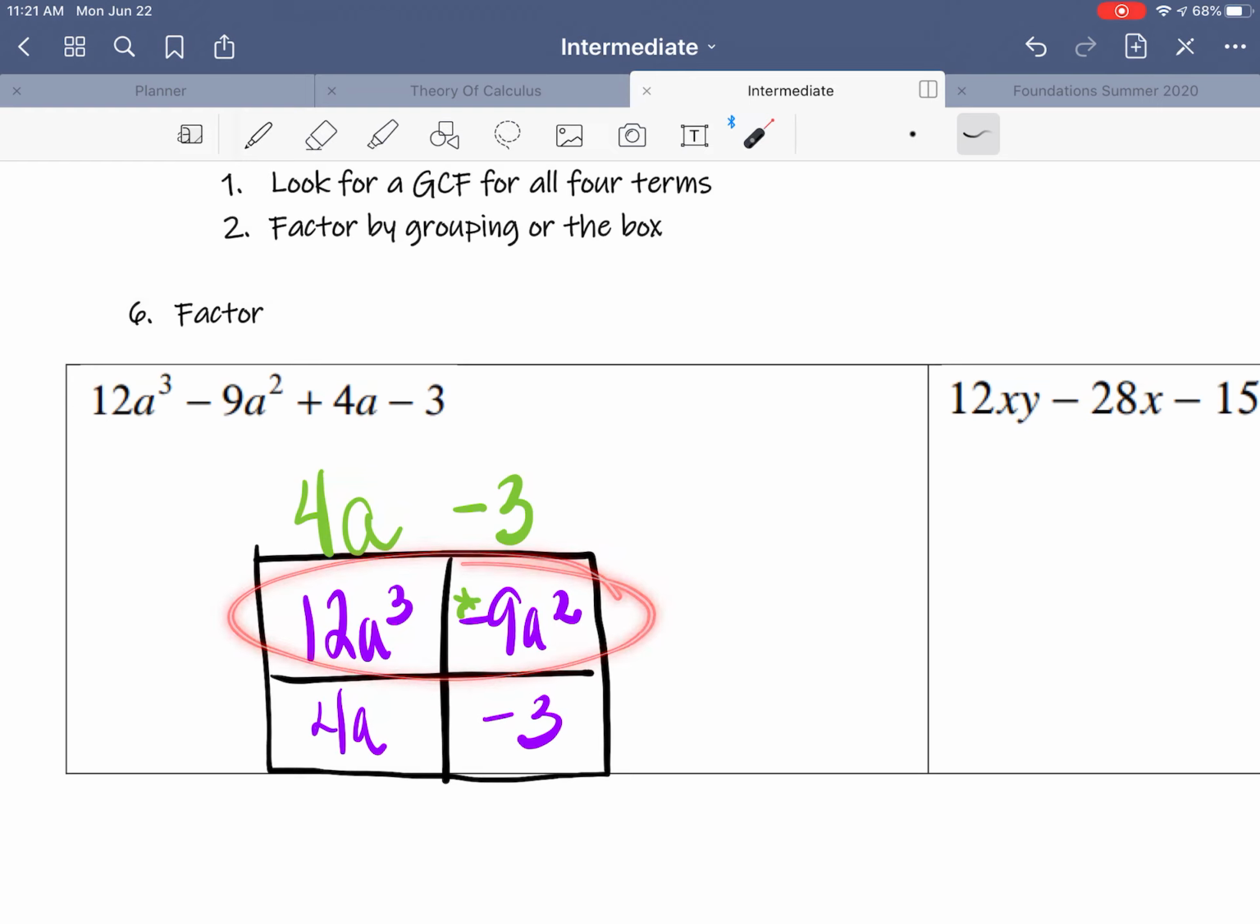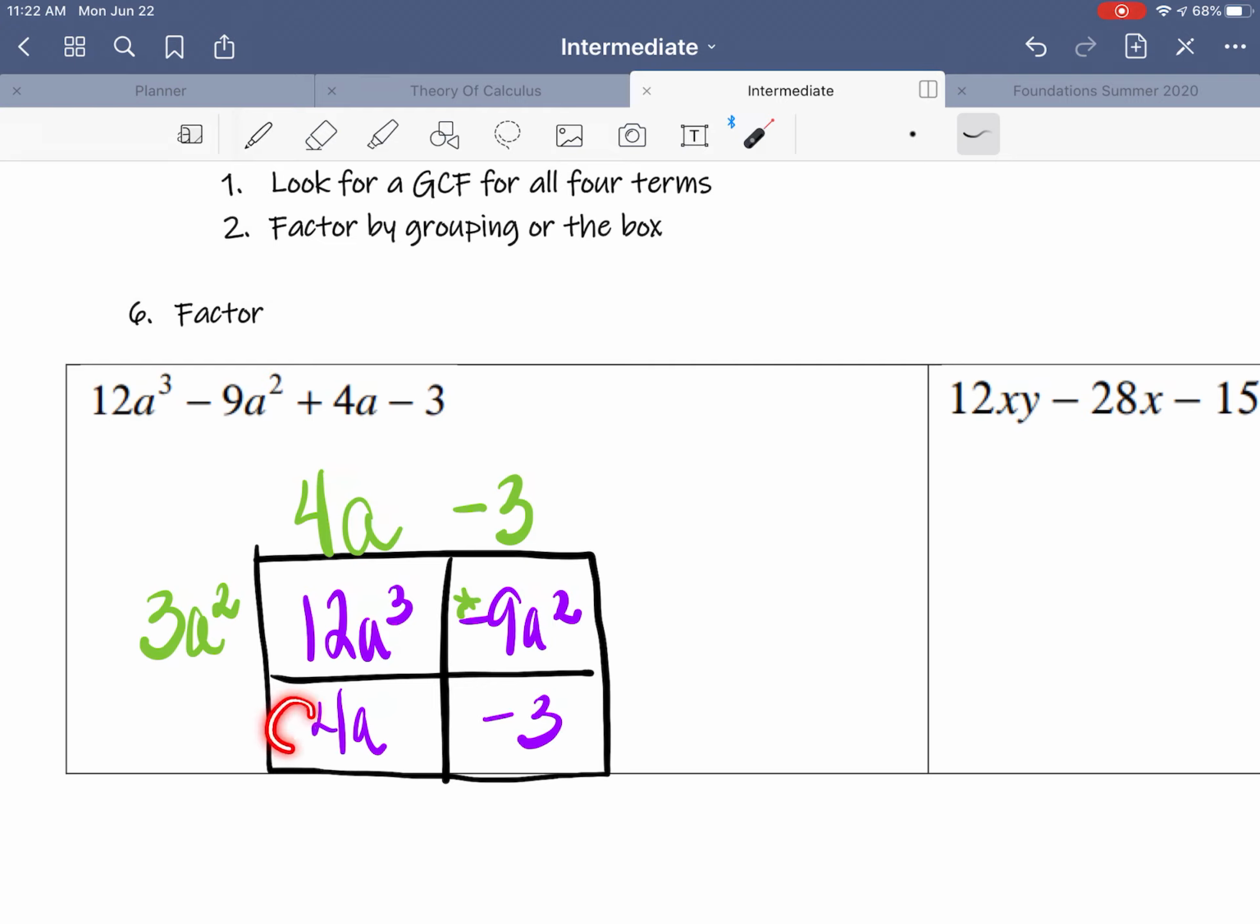Now let's go side to side with the rows. 12 and 9 are both divisible by 3. They also both share a squared. You might start to recognize these numbers from the previous method by grouping. And am I supposed to pull out a negative with this row? No, because this does not have a negative. When the first term has a negative, then you'll go ahead and pull that out.